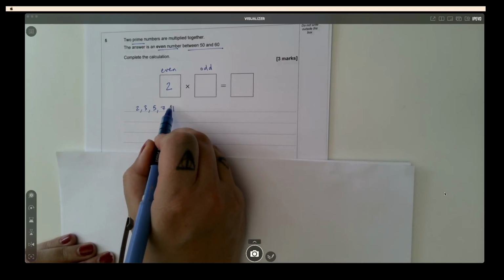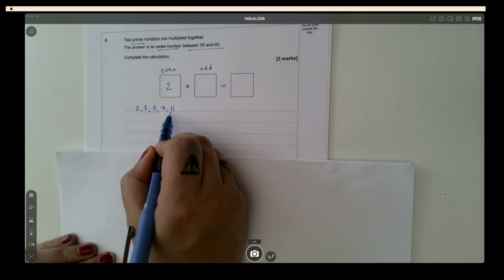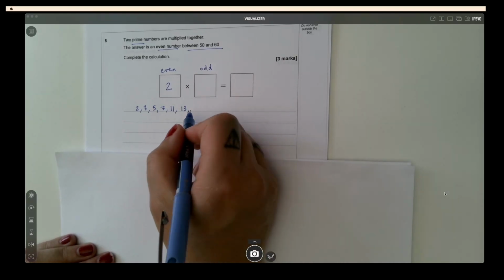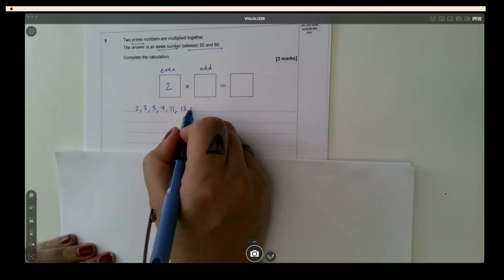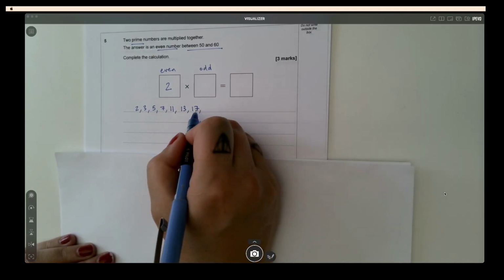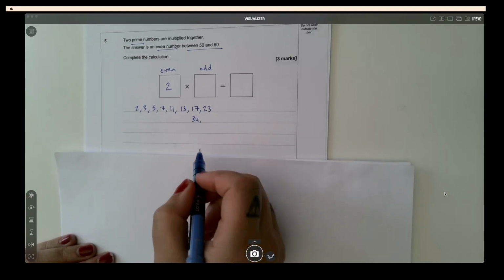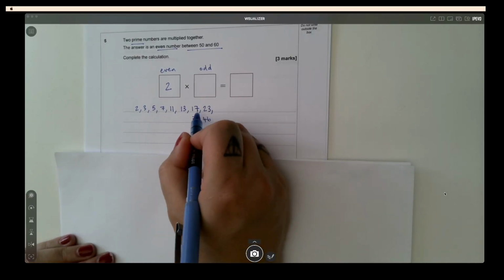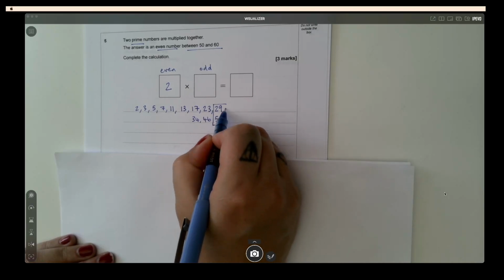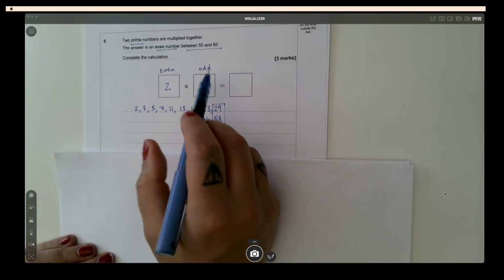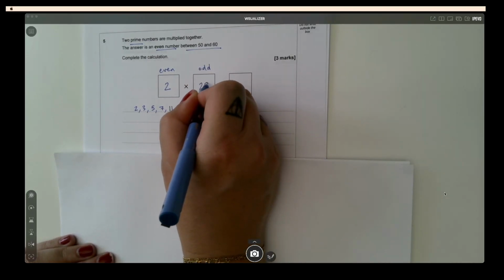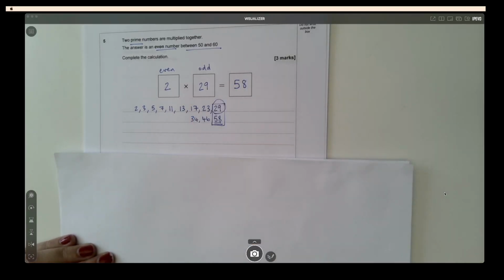So the biggest one I've listed so far is 11. If I double 11, I get 22. That's not going to work. The next prime number is 13. Double 13 is 26. That's not between 50 and 60. The next prime number is 17. Double 17 is 34. So that's not going to work. The next prime number is 23. Double 23 is 46. The next prime number is 29. Double 29 is 58. Now this option would work because 58 is between 50 and 60 and 29 is odd and prime. So if we pop 29 there and 58 in the answer box.